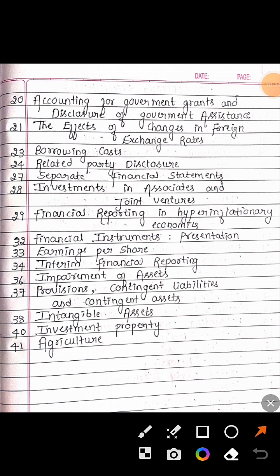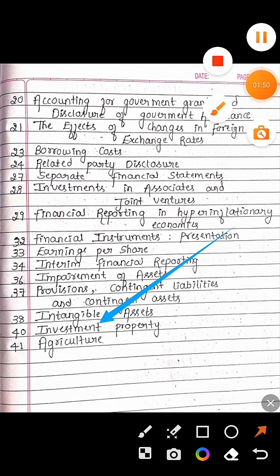Let's move to the next. Now we have Ind AS 38. Ind AS 38 is intangible asset. Now we have Ind AS 40. Ind AS 40 is investment property.